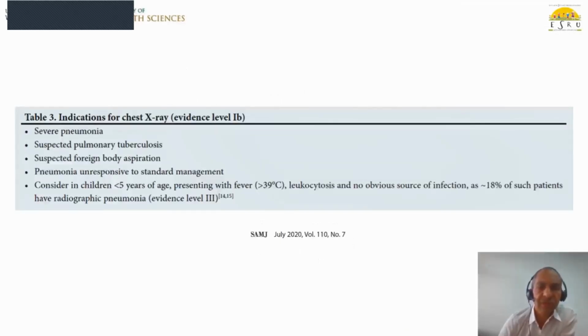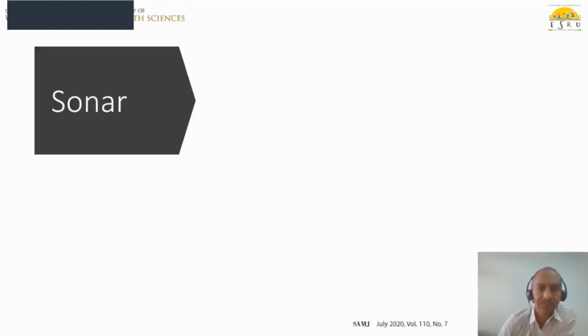This is the table taken from one of those papers, from the paper on diagnosis, essentially summarizing what I've just said, where you would consider performing a chest x-ray in children admitted with severe pneumonia, suspected tuberculosis, suspected foreign body, or if it's unresponsive to standard therapy. And this doesn't directly relate to the child presenting with cough and fast breathing, but certainly in some situations where children will present with a fever of unknown origin, a substantial proportion of those will have radiographic pneumonia, and the way to detect that would be with a chest x-ray.